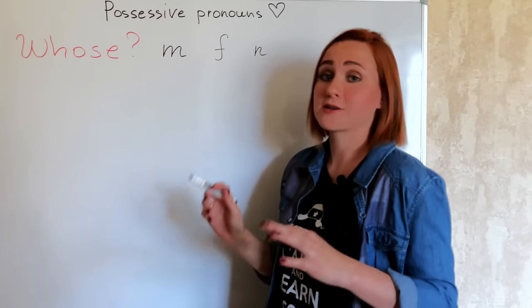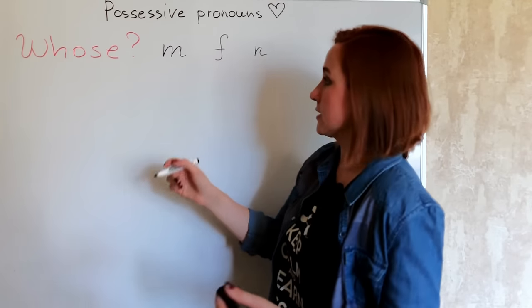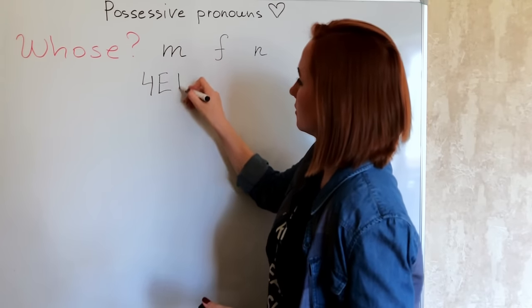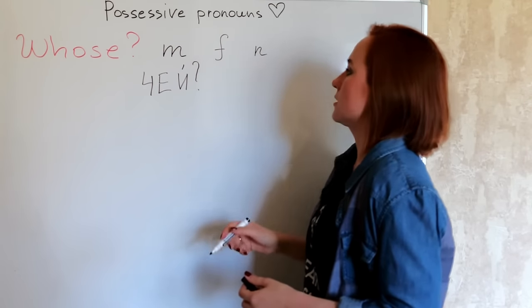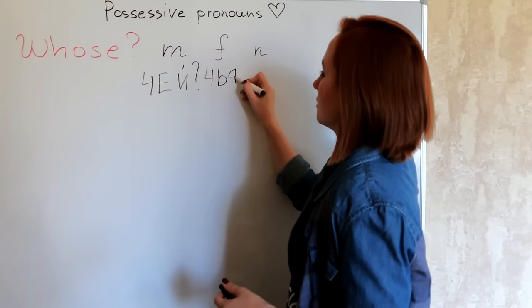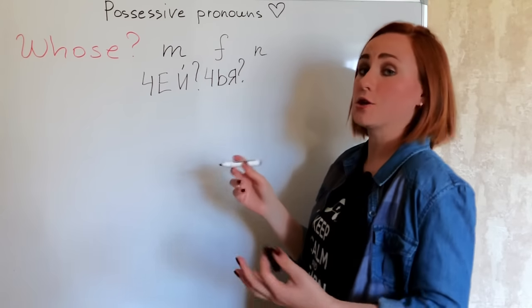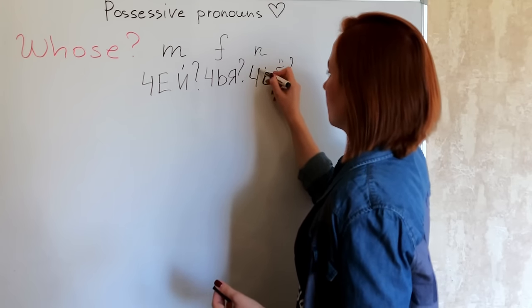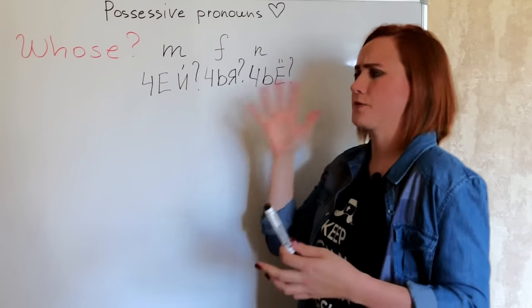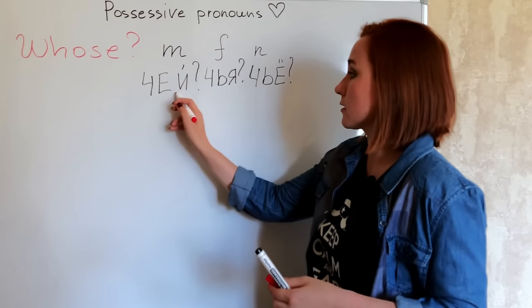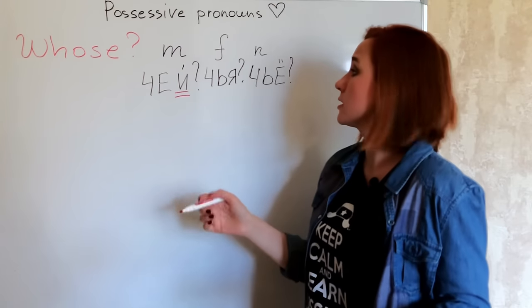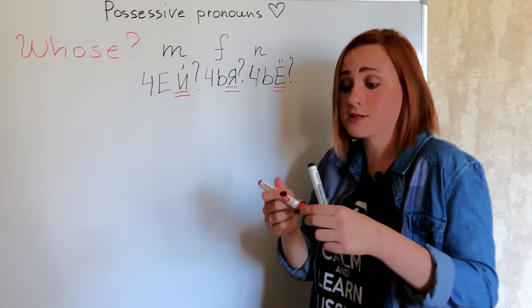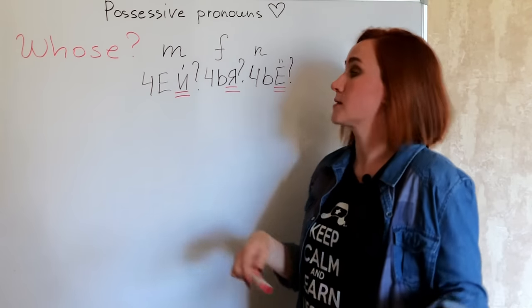This question in Russian is going to take different forms, right? For example, masculine would be чей. Feminine would be чья. And neuter would be чьё. And it seems that it's another difficult thing to remember, but actually no. If you look at the ending, you see that still й goes to masculine, я goes to feminine, just like in normal nouns, and ё goes to neuter. So it's just the same as we had with those endings of the nouns.